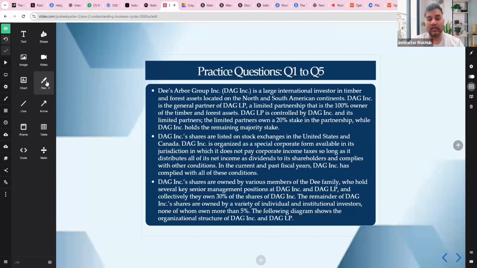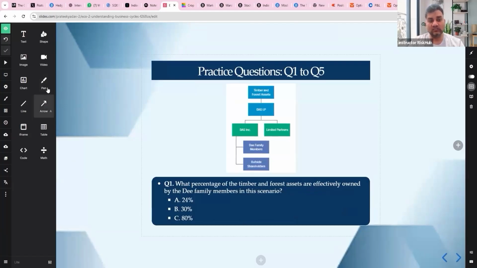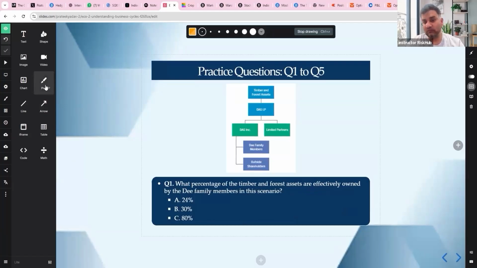The following diagram shows the organizational structure of DAG Inc. and LP. Long, lengthy question. So this is the structure we are getting. The timber and forest asset comes into DAG LP, then it is subdivided into DAG Inc. and limited partners. DAG Inc. has D family members and outside shareholders. Now the question is: what percentage of timber and forest asset is effectively owned by the D family members in this scenario? I'll try to answer it. With a long question like this, you have to cut the fluff and come directly to the analysis.